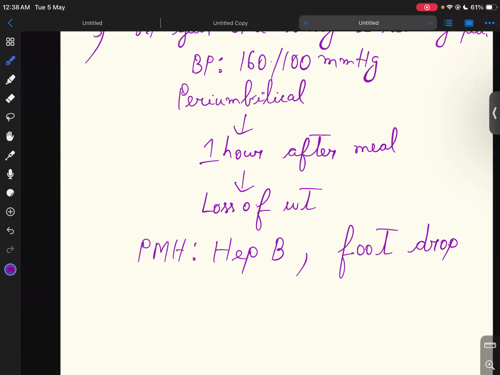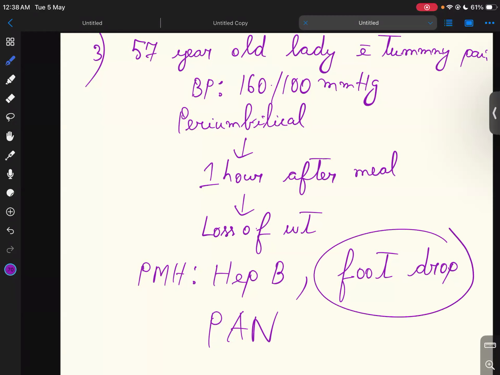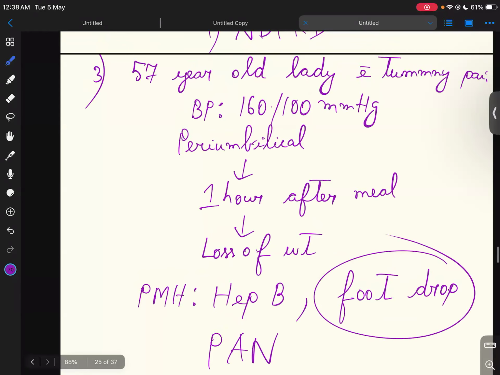Wonderful, doctor. You have got the right diagnosis. It is a case of polyarteritis nodosa, and this is a real PACES case. This is a medium vessel vasculitis, which also affects the small vessels. Small vessels means the vasa vasorum, the blood vessels supplying the nerve, manifested as foot drop. It can also present as wrist drop. This was a real PACES case.